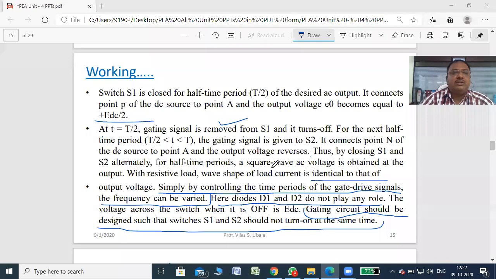Whatever the circuit working I explained to you, if you are having any doubt in this particular explanation, you can ask me. Otherwise, we'll go for the circuit analysis.